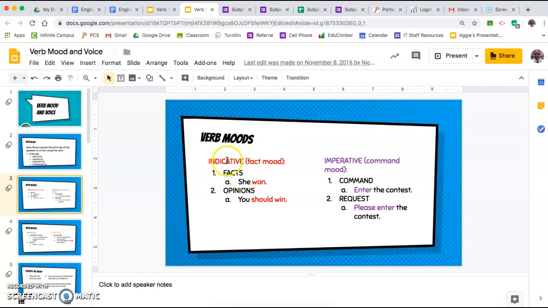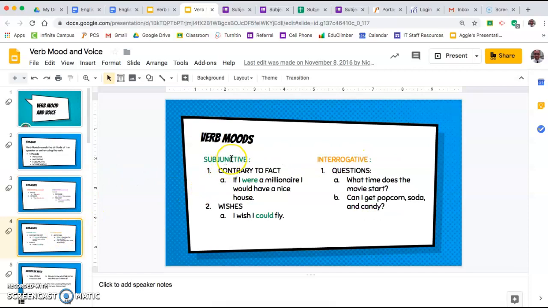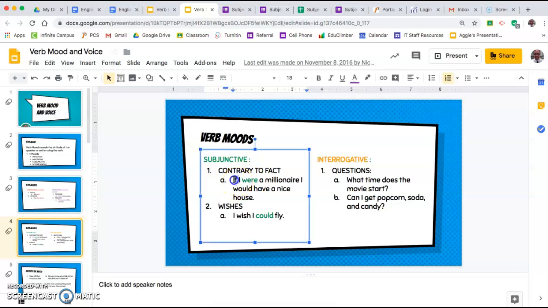So far we've had indicative, where you're making a statement, and imperative, where you're giving a command. The third mood would be subjunctive. It's a little bit trickier. So you can have some situations where you're talking about something that's contrary to fact. So it is different from how things really are. So you'll see people talking about if something is going on. So the word if should be one really big clue to you that something would be in the subjunctive. So if I were a millionaire, I would have a nice house. It's something different from reality.